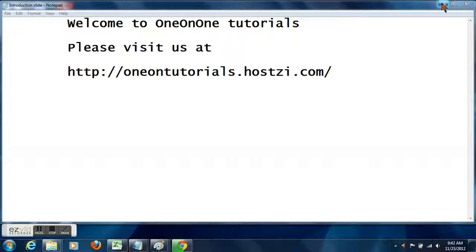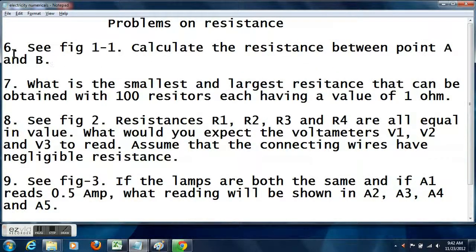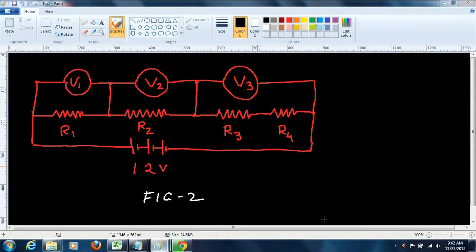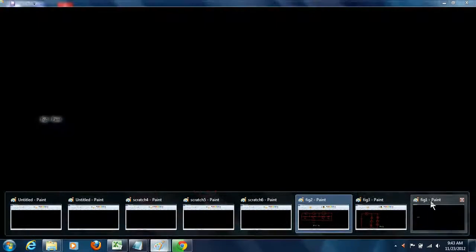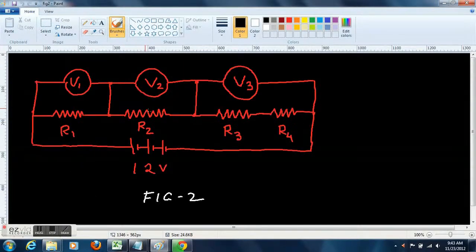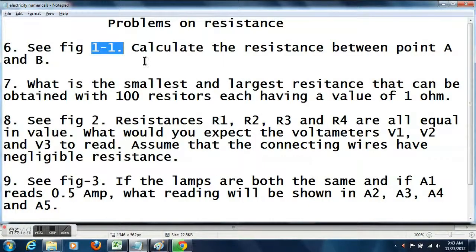Welcome to the next tutorial on current electricity. Here I will be discussing problem number 6 and then problem number 7. Problem number 6. Now let us look into figure 1.11. This is the one, yes. We have to find out what is the resistance between points A and B.